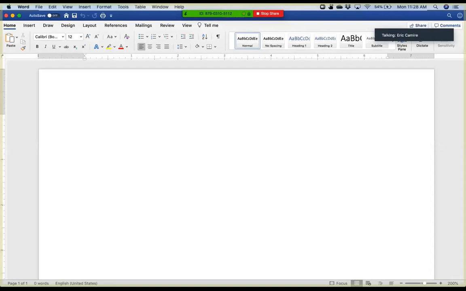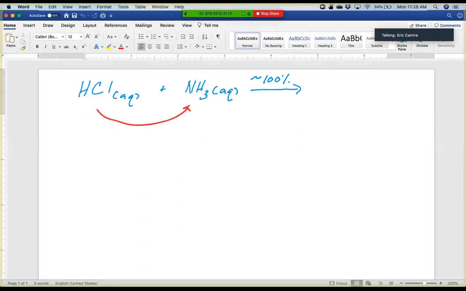So if I took my HCl and I react that with ammonia, again, one of them is strong. This time it's the acid. Last time it was the base. That means the acid is going to donate its proton to the base. So I'm left with chloride and ammonium.